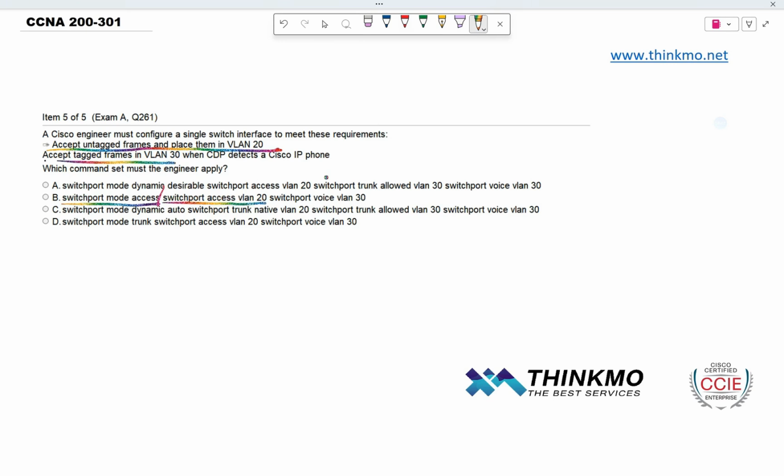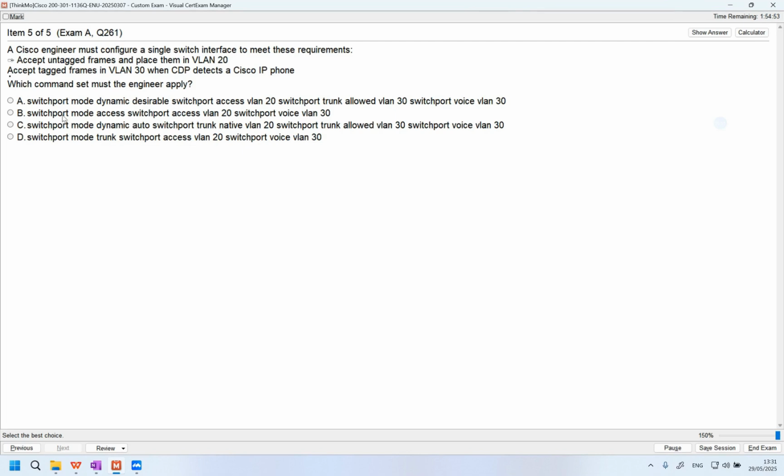And the second condition is about voice. That is, detection is about IP phones, Cisco IP phones, and their traffic should be placed into VLAN 30. So this configuration command is separated here for VLAN 30. So the correct answer to this question is B. Choose B. Alright, submit.